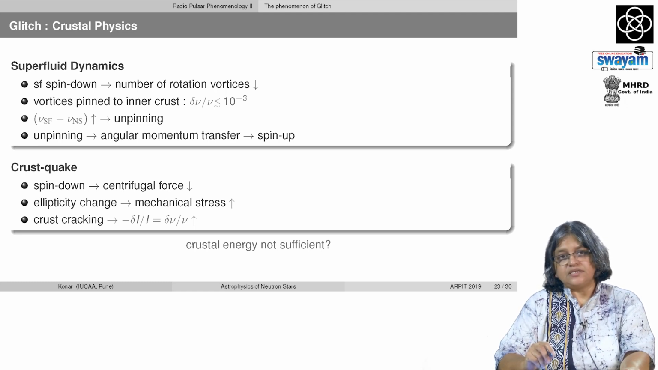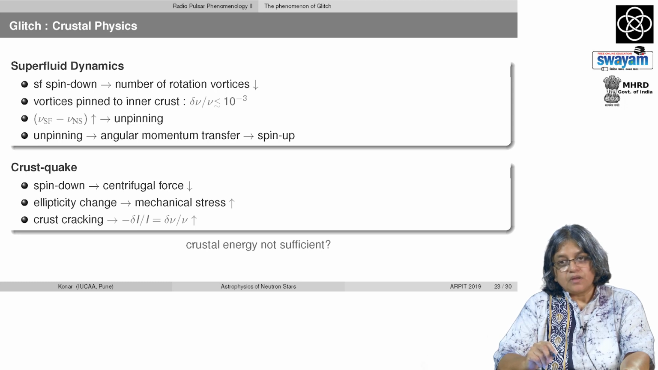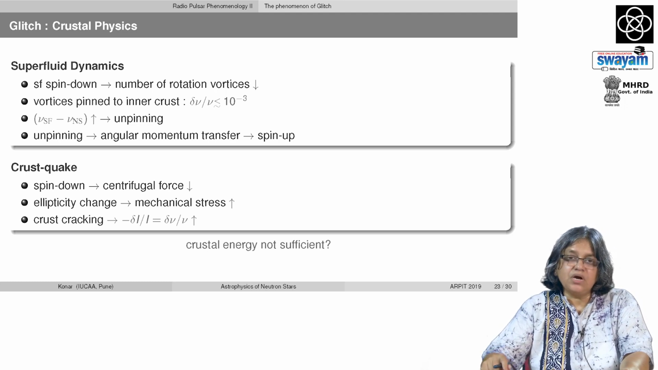When the tension is such that the pinning energy is exceeded, then there is mass unpinning of the rotational vortices from the pinning sites, and these vortices are then deposited to the solid crust. And remember, each rotational vortex is associated with a quantum of angular momentum. So, when these rotational vortices are deposited on the solid crust, the crust acquires an extra angular momentum, and then it starts rotating faster, and that is what is observed as a glitch by an external observer.